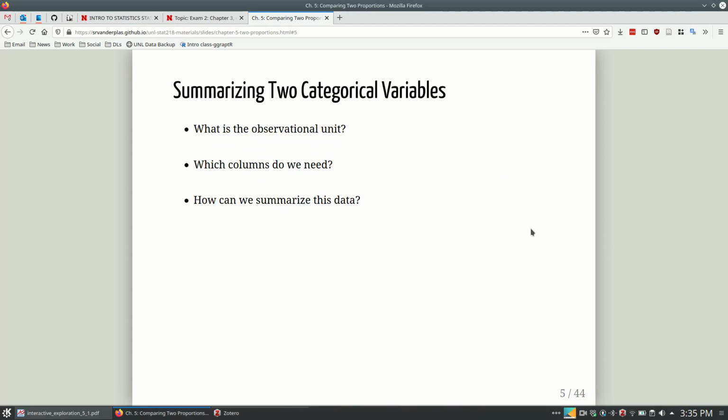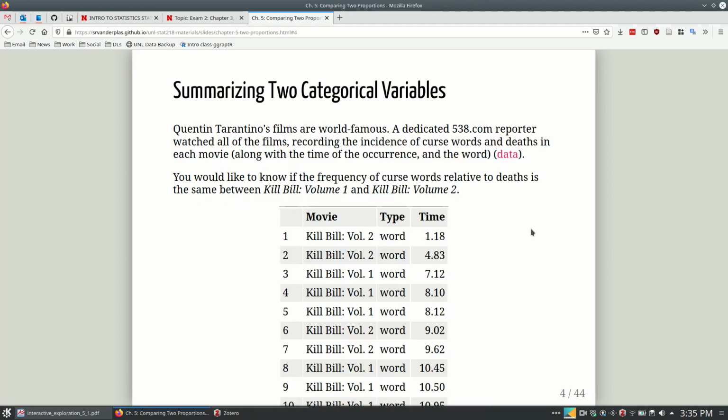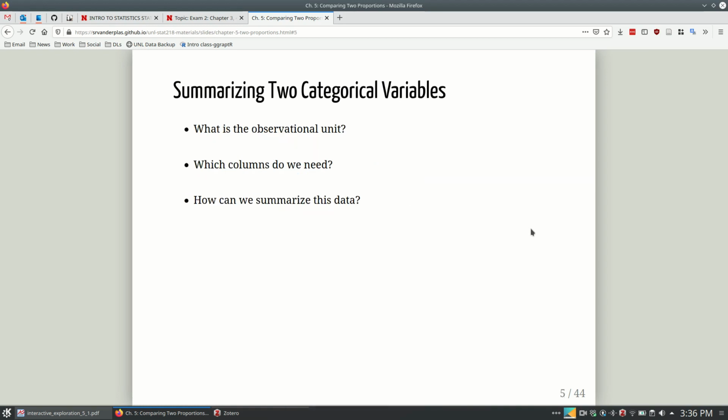All right. So given that we want to know about this death to curse word proportion, right, for each of these movies, what's the observational unit?